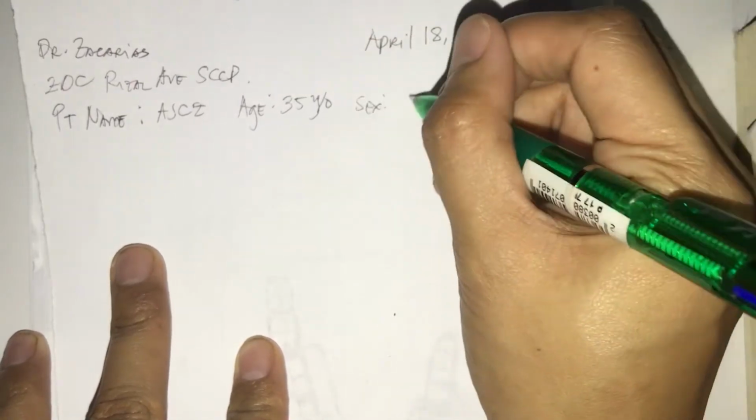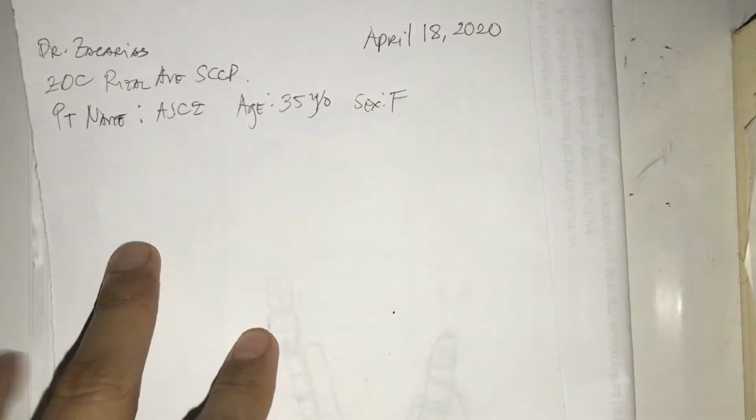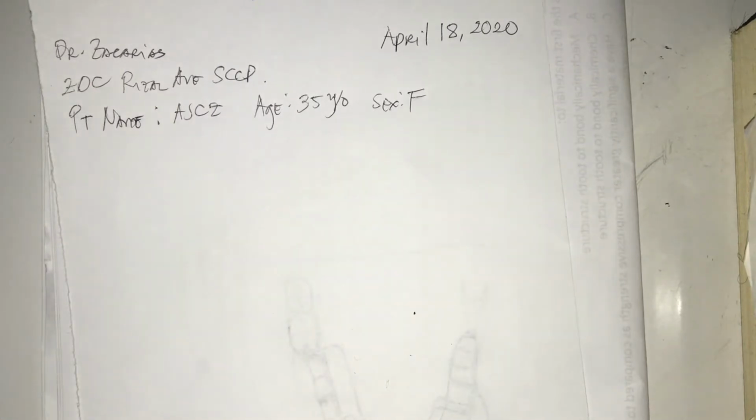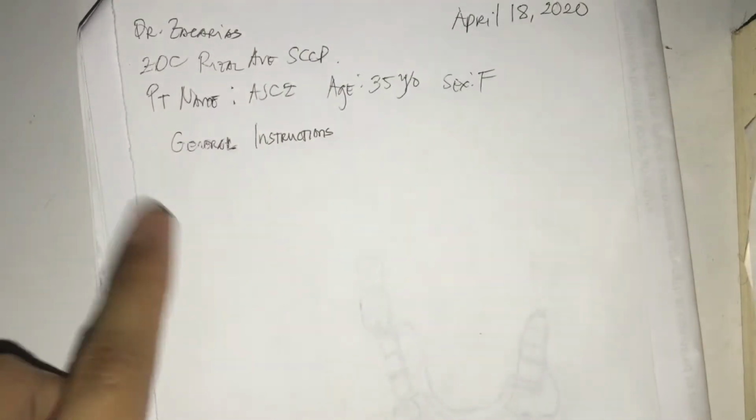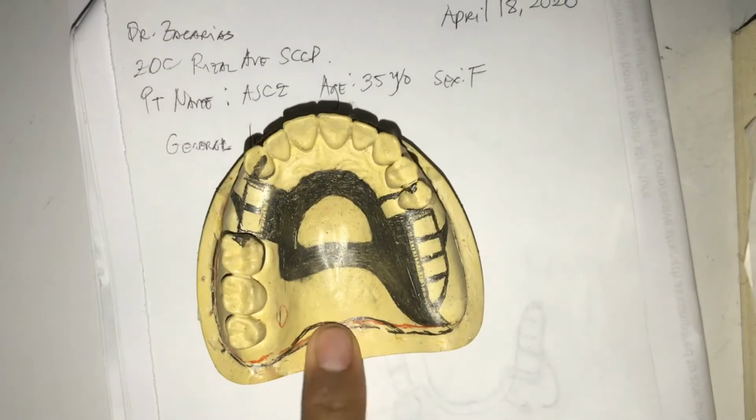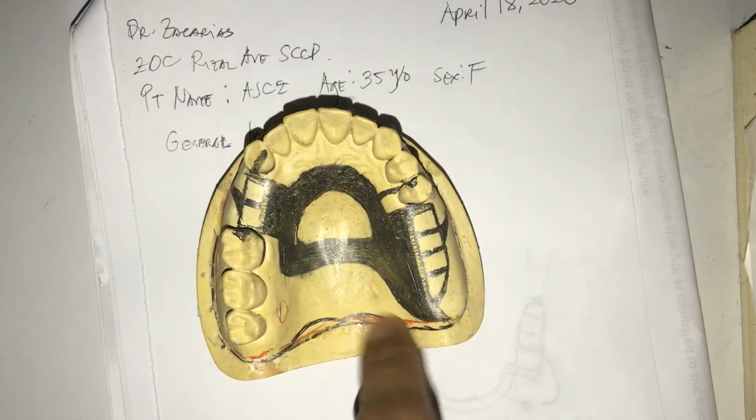And then the gender or the sex of the patient. So let's say female, right? So that's about the identification of the patient. Next up, we're going to write our general instructions. General instructions would include, of course, your general instruction. What's your general instruction? My general instruction is to fabricate a maxillary RPD, or removable partial denture.